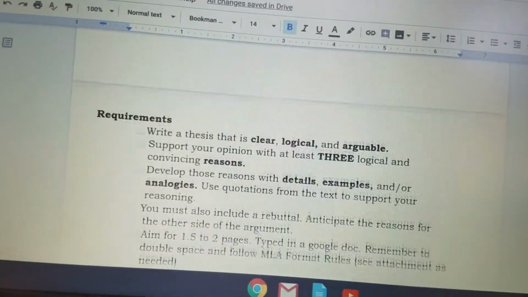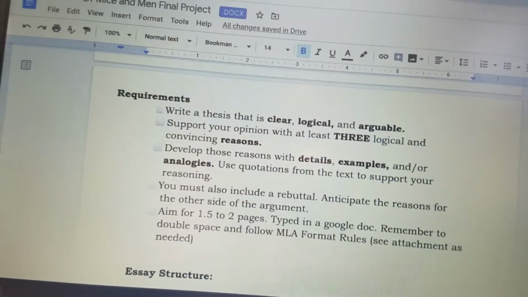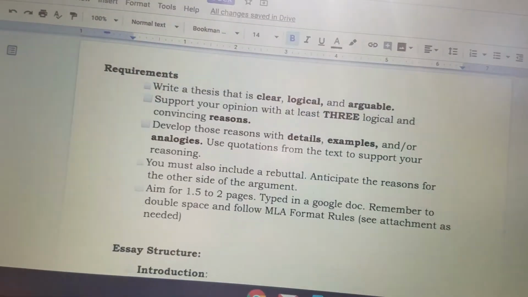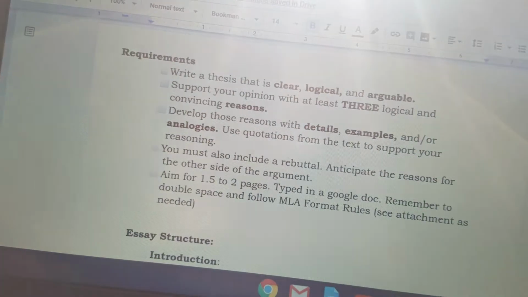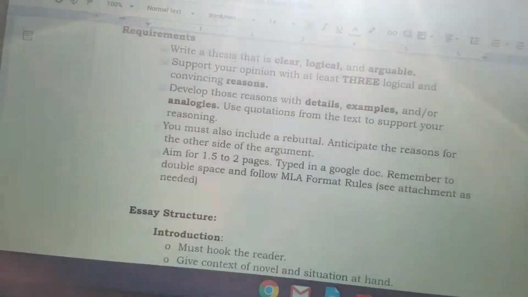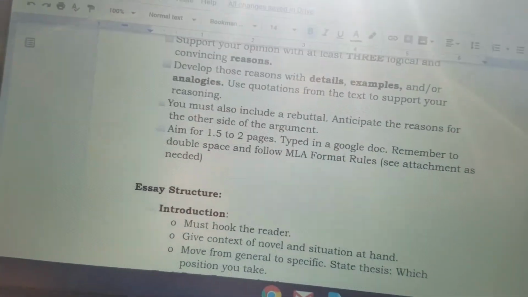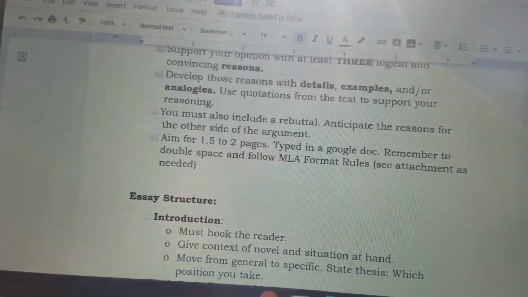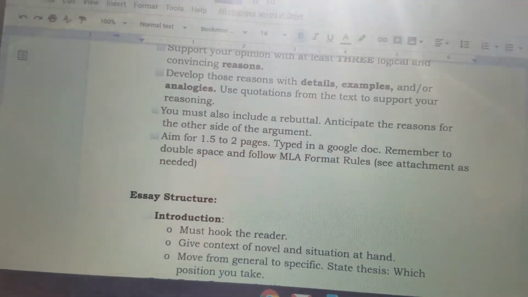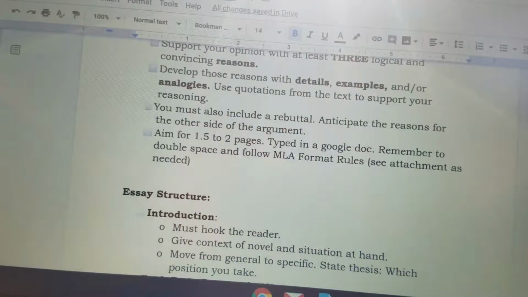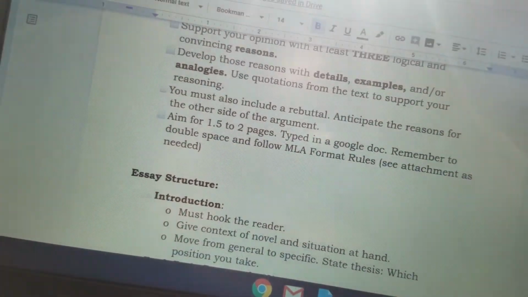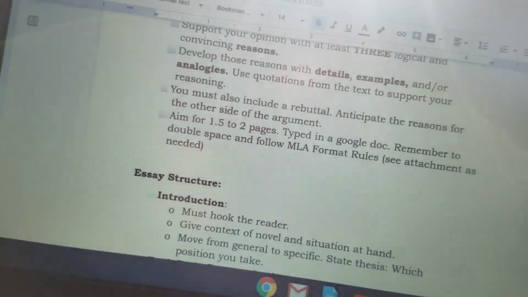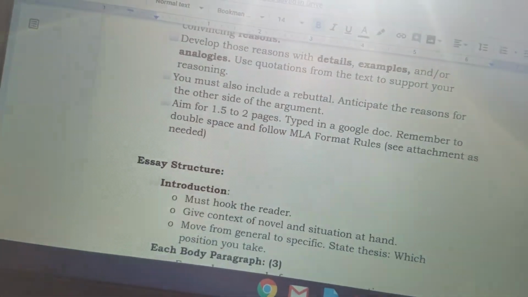And I have requirements, so make sure that you follow the requirements. Right, you have to have a clear thesis statement in your introduction. You need to have details and examples. You need to have a rebuttal, so you need to anticipate the other side of the argument and basically say, like, here's the other side of the argument, but here's why they're wrong. And it should be about 1.5 to 2 pages, double spaced, 12 font, Times New Roman.